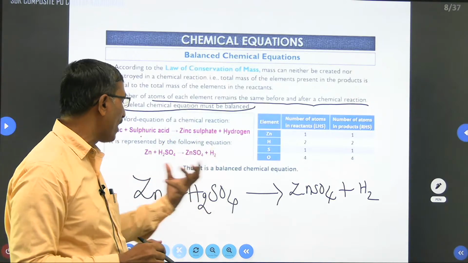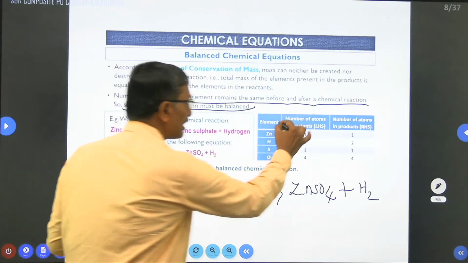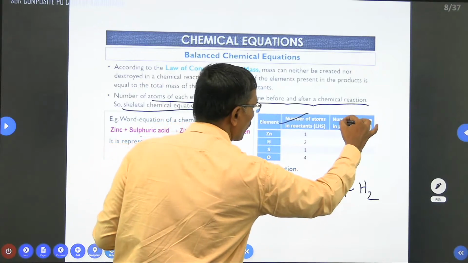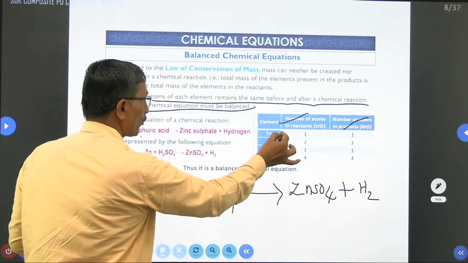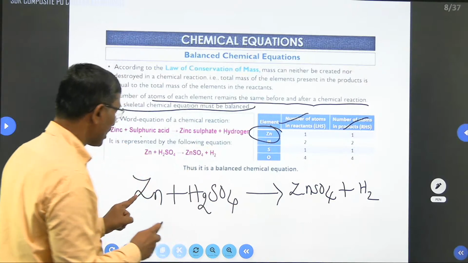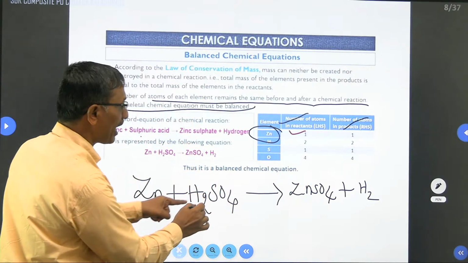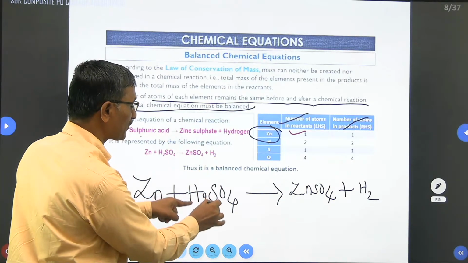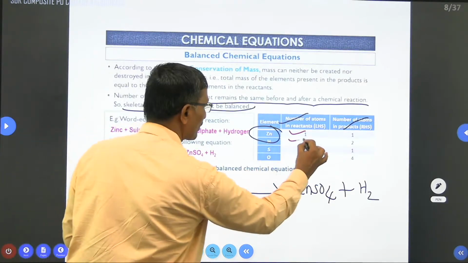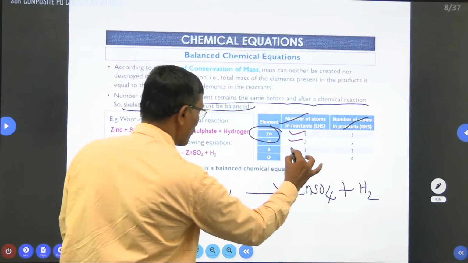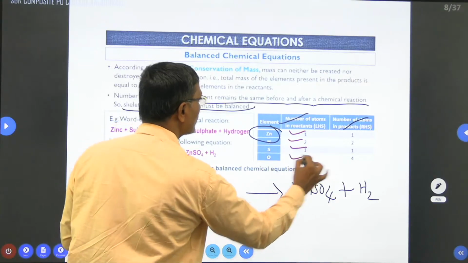Let us see first the number of atoms on the reactant side, the left hand side, and the number of atoms on the product side, the right hand side. If you take zinc only, how many atoms of zinc? One atom of zinc is there. What about the hydrogen? On the reactant side, 2 are there. What about the sulfur atom? 1 is there. Oxygen, 4 is there.